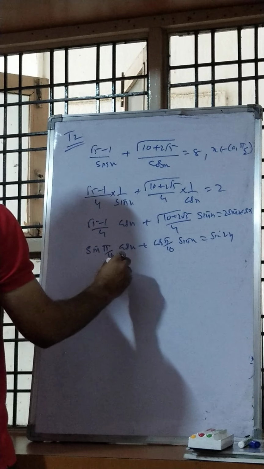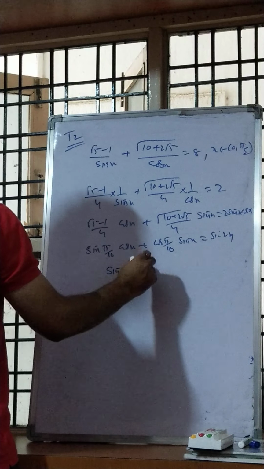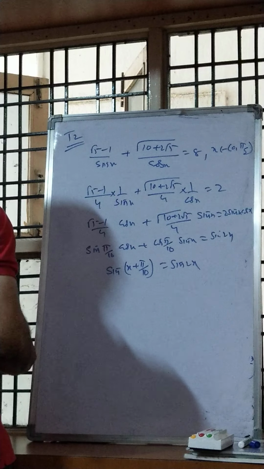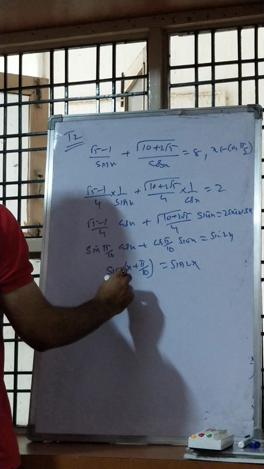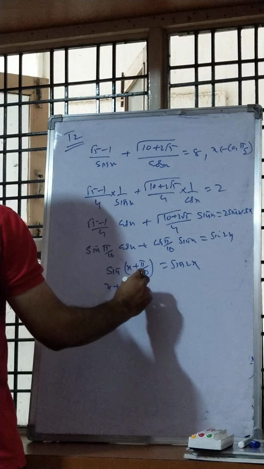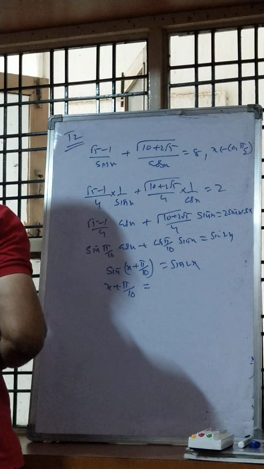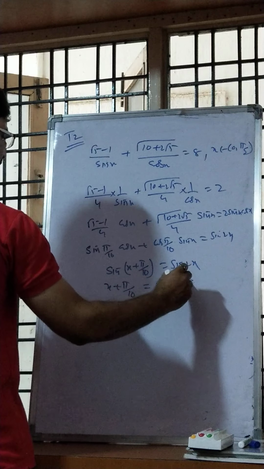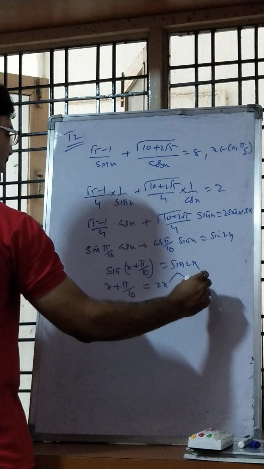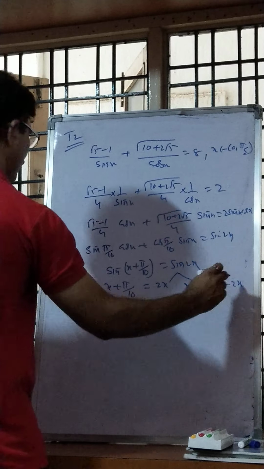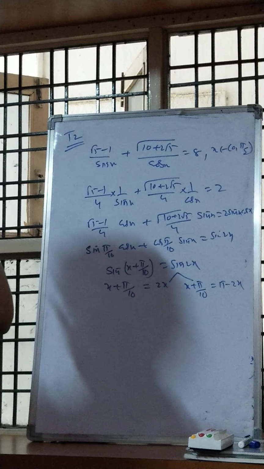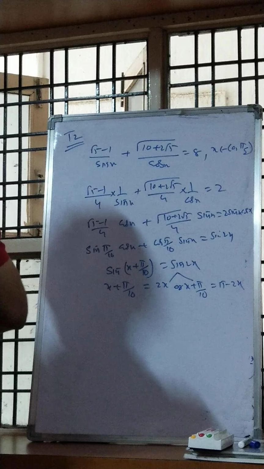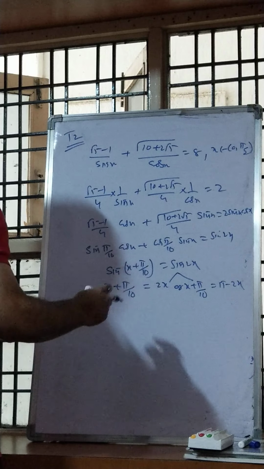This can be written as sin(x plus pi by 10) is equal to sin 2x. We got it like this. Now, once x plus pi by 10 is equal to, you have a right to write two cases here. One is 2x, and another one is x plus pi by 10 is equal to pi minus 2x. Definitely two: either this or that one. So the cases are like this.